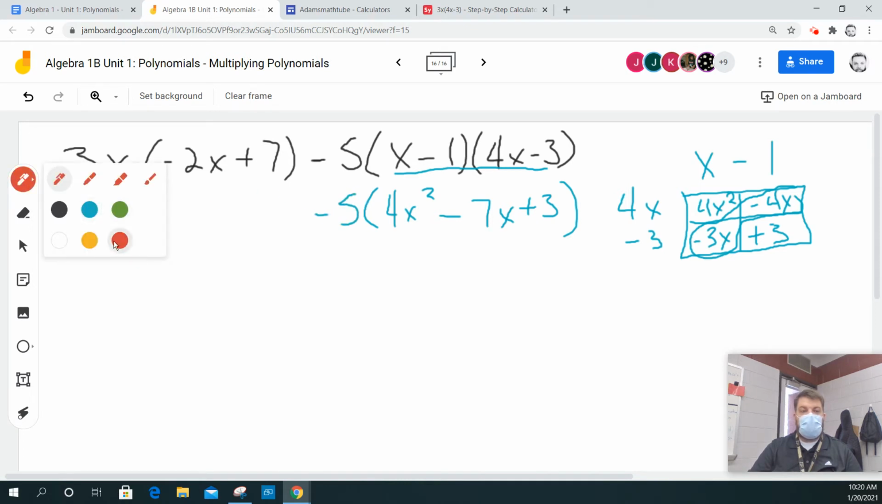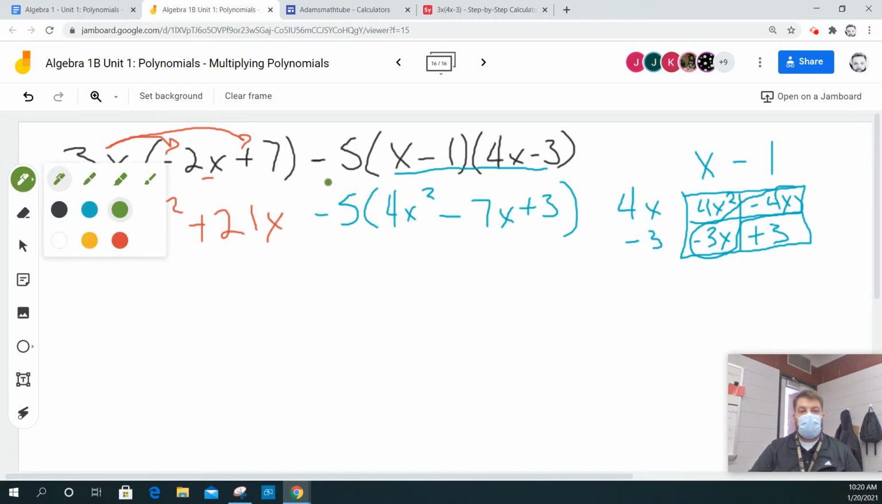Now over here, what I'm going to do is I'm going to distribute this through the parentheses. So 3 times negative 2 is negative 6. x times x is x squared. Now multiply by this term. Positive 3x times a positive 7 is just positive 21x.